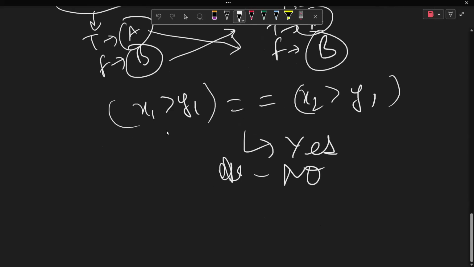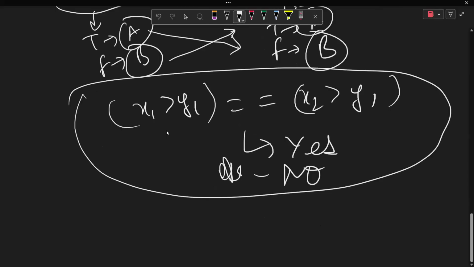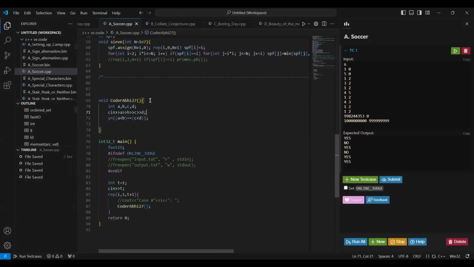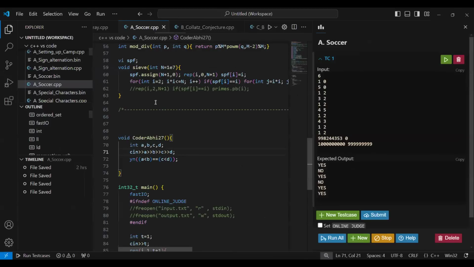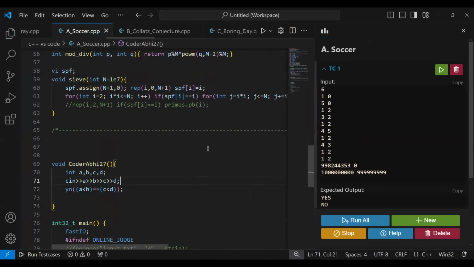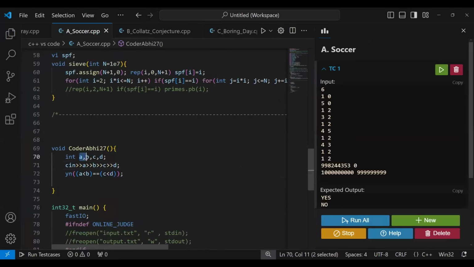Okay. So simply we have to just check this in our code. Okay. So you can now see the code. Let me zoom it a little so it's more clear. Okay, so we have taken four variables A, B, C, D, and we just checked. A, B was x1, y1. If x1 less than y1 is equal to x2 less than y2, if this condition is satisfied, then we would print a yes, otherwise a no.